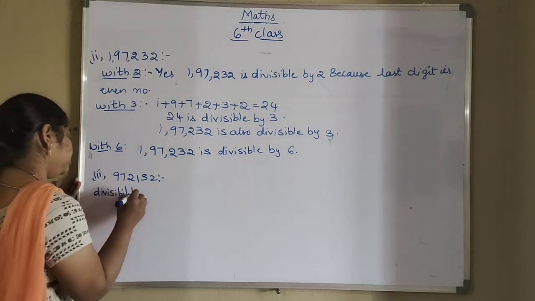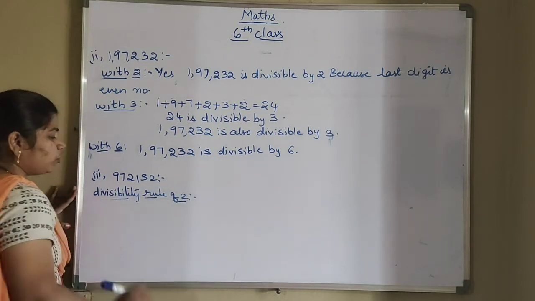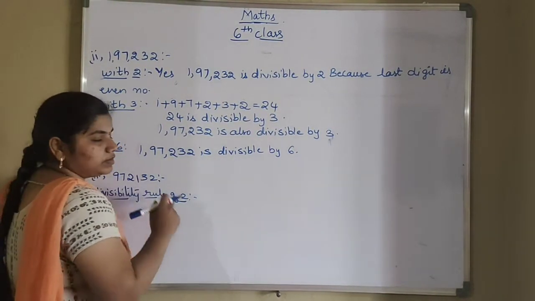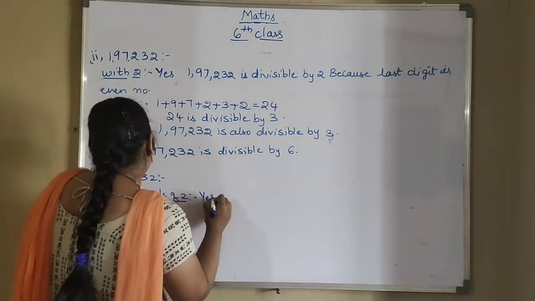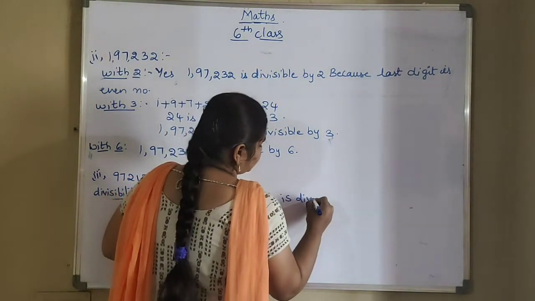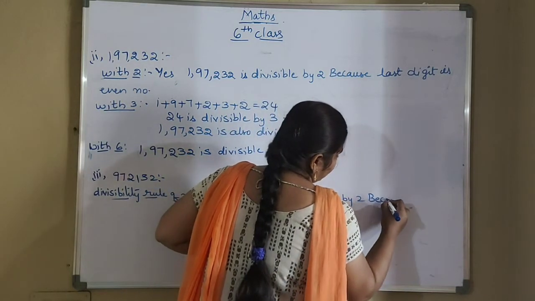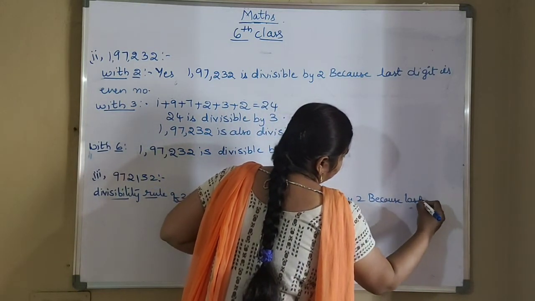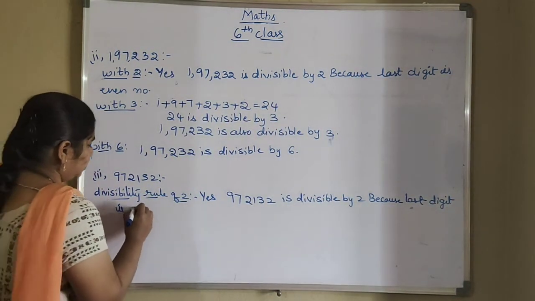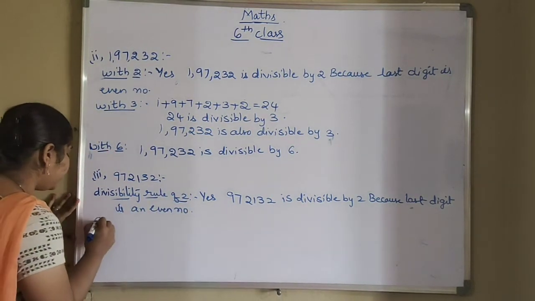So what is the divisibility rule of 2? Last number should be an even number. So 2 is an even digit. So the whole number will be divisible by 2. So yes, 972132 is divisible by 2 because the last digit is an even number.